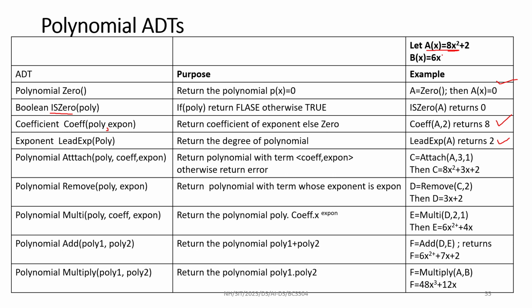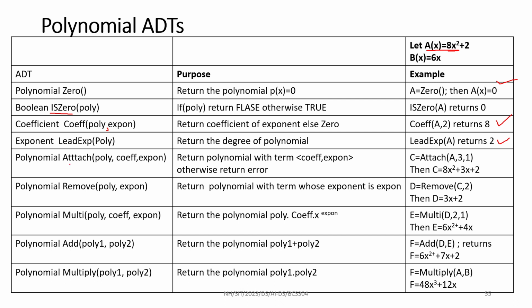In the second case, the terms are arranged, and the highest exponent is 1. The degree of the polynomial is 1. In this case, if you're using it for b, you will get 1. If you're using it for a, you will get 2. That is the degree of the polynomial.